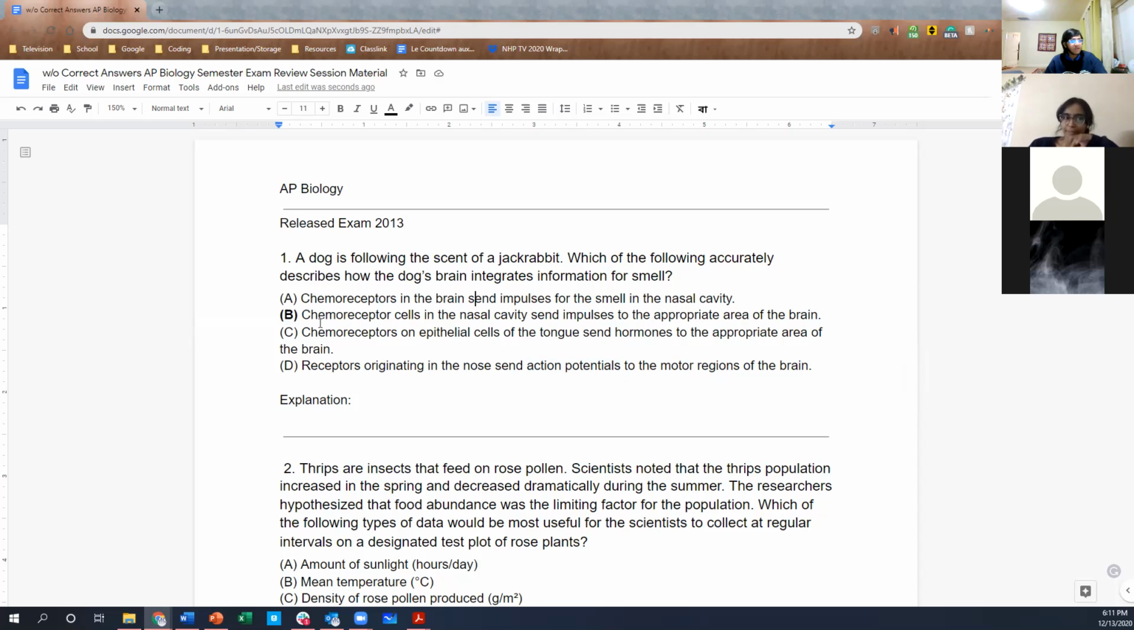Could you explain why it wouldn't be A? Why wouldn't it be A? Yeah, because the brain isn't sending impulses to the nose. The nose is receiving chemicals, and that's triggering stuff to the brain.